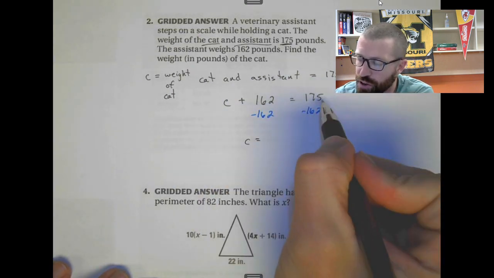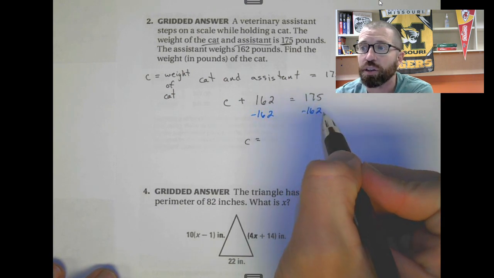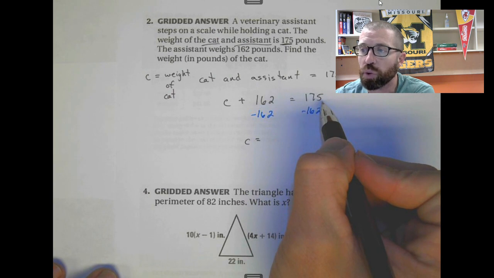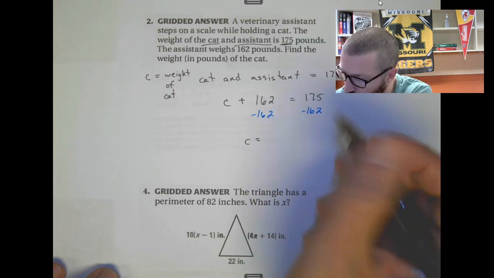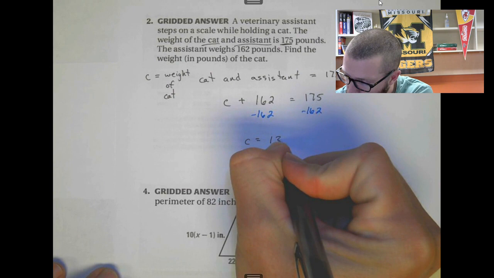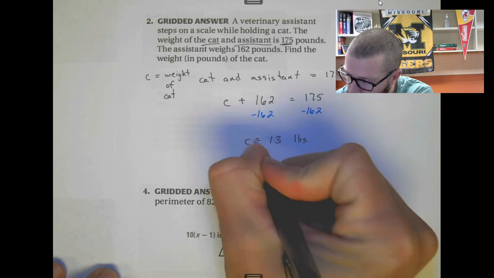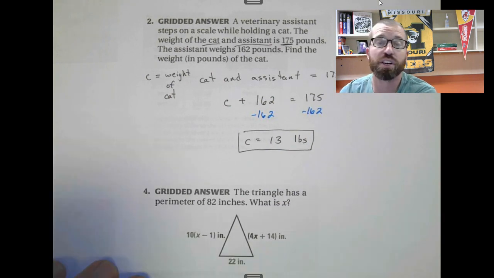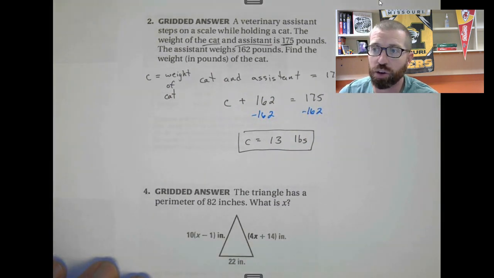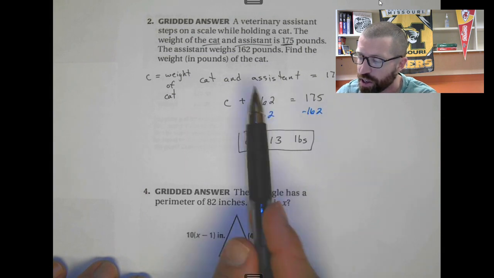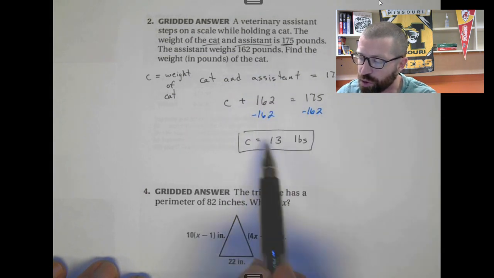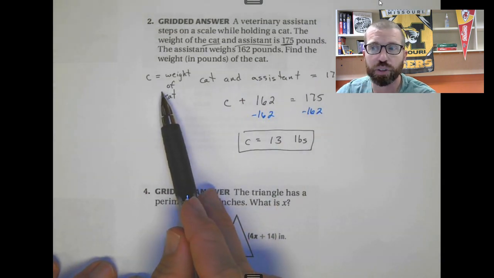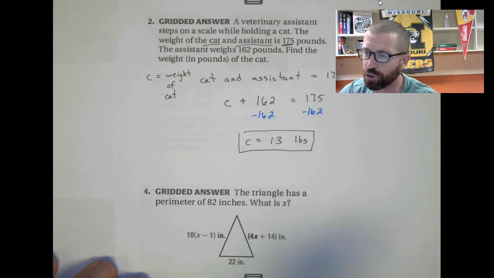So to find the weight of the cat, we just subtracted the assistant's weight from the total weight. And let's see what we get, 13 pounds there. So the cat weighs 13 pounds. It's always a good idea to make sure you answer the right question. So they said the weight of the cat is what they wanted. Find the weight of the cat. We said C was 13 pounds, and we also said C was the weight of the cat. So therefore, the weight of the cat is 13 pounds.